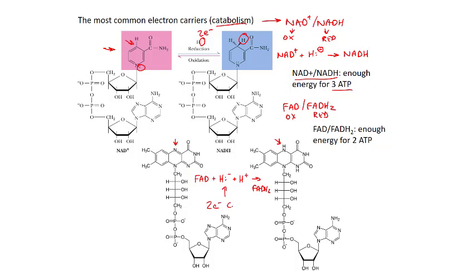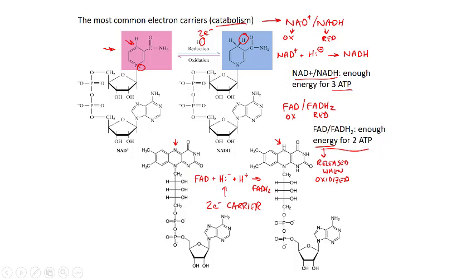FADH2 is also a 2-electron carrier. But it's less energetic than NAD and NADH. So it only has enough energy for about 2 ATP, okay? And when I say it has energy for 2 ATP, by the way, what I mean is that the energy is released when these molecules are oxidized, when they hand off their electrons to oxygen.